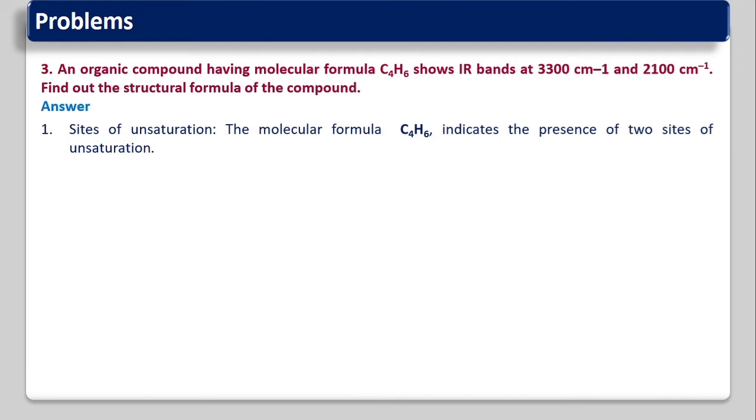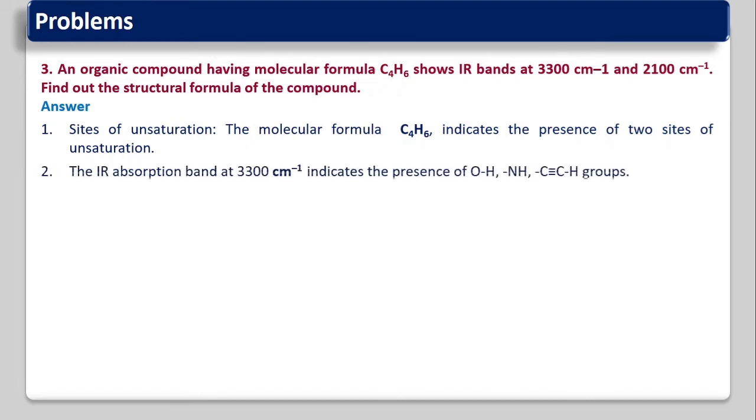Now the first step is the sites of unsaturation. If the molecular formula is C4H6, by calculation there are two sites of unsaturation. Our compound contains two sites of unsaturation. It may be two rings, two double bonds, or one triple bond, or one double bond and one ring. So this is the information we get from the sites of unsaturation.